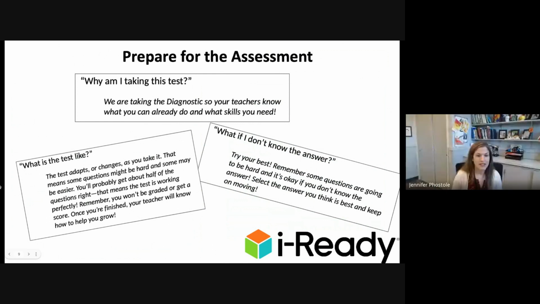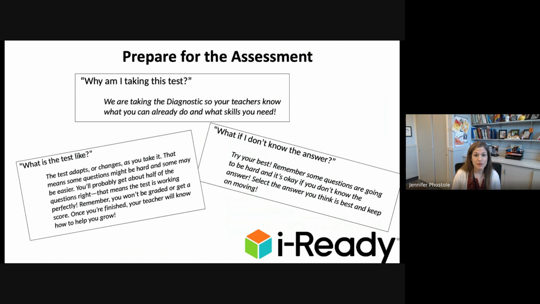Students don't need to explicitly prepare for this assessment. They prepare every day when they engage in learning through their classes. These are some of the typical questions that we may get from students about the assessment, and you may get them too. For why am I taking the test and what is the test like, we discuss the adaptive nature that Mr. Corbishley described earlier, and that the purpose is to truly support responsive teaching to help students grow.